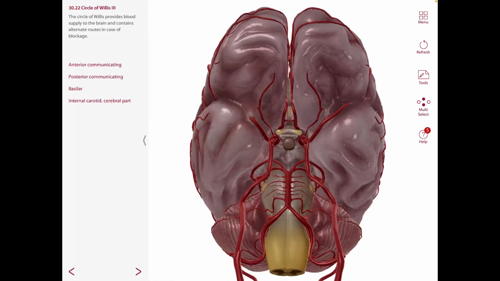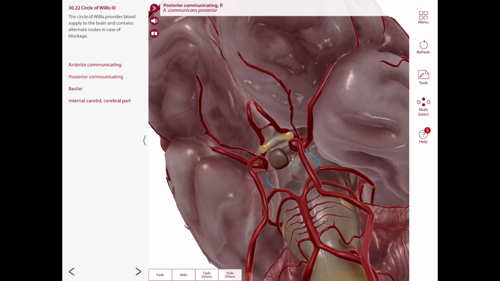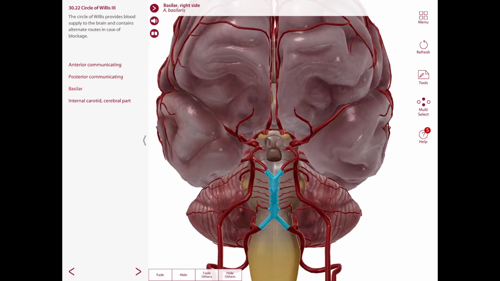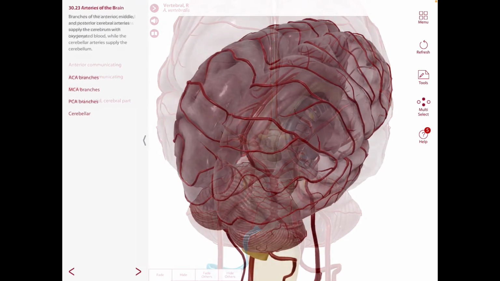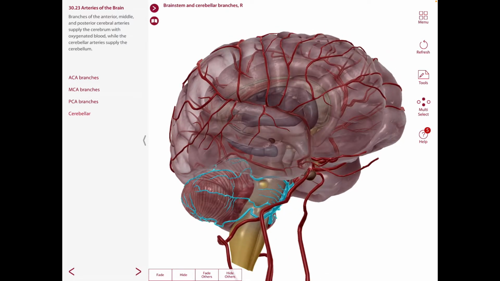The circle of Willis also contains alternate routes in case of blockage. So we have the anterior communicating, the posterior communicating, and the basilar artery that comes from these vertebral arteries. Lastly, we also have these cerebellar arteries that supply the cerebellum.